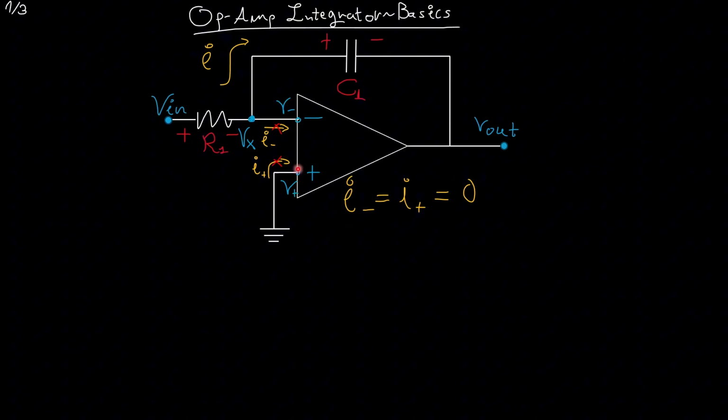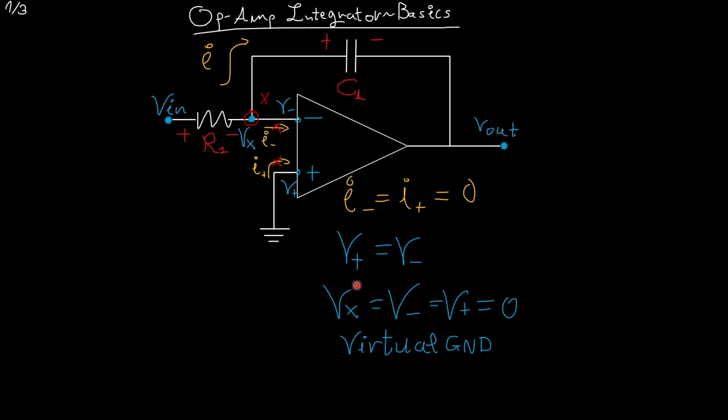There are two voltages here and here in the inverting and the non-inverting inputs. These voltages must be equal because we have a negative feedback configuration for our ideal op-amp. This means that the voltage here at point X, this is point X, must also be 0. This concept is known as a virtual ground.